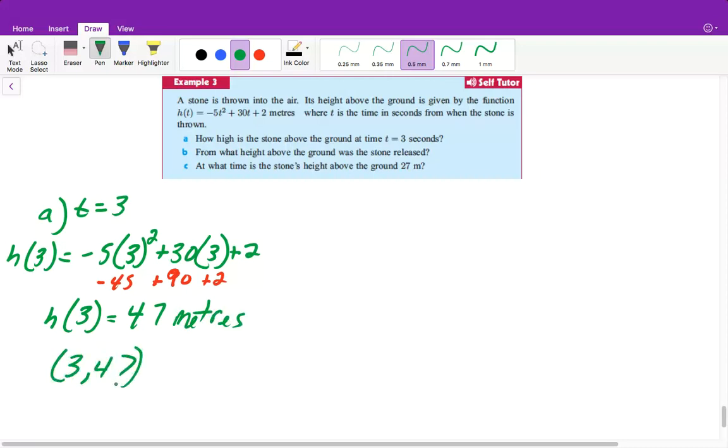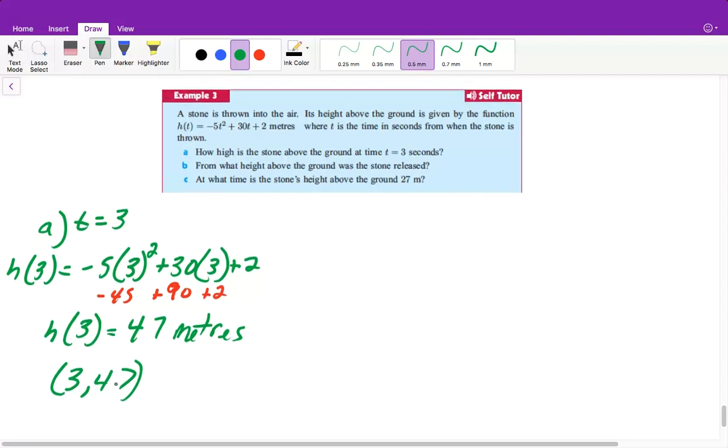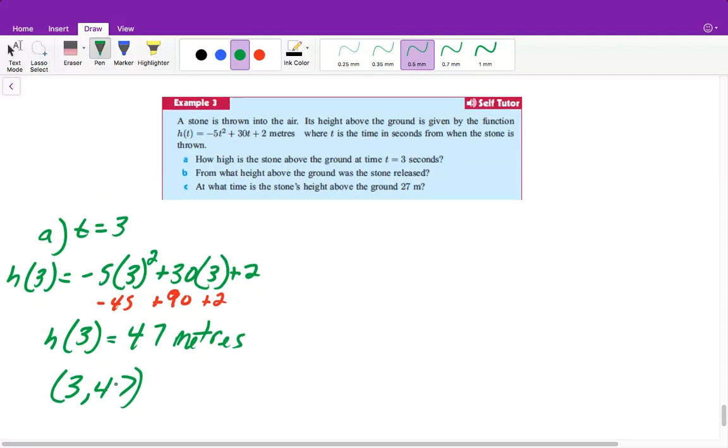All right, so whenever you're given seconds and you just plug it in, it tells us how high we are. Now the next one says, from what height above the ground was the stone released? So now when we are given that question, if the stone is just being released, what is our seconds at? How many seconds have passed since we've thrown it? None, because it hasn't left our hands yet. So when it's being released, our t is 0. So we would then go ahead and solve for how high we are when t is equal to 0.